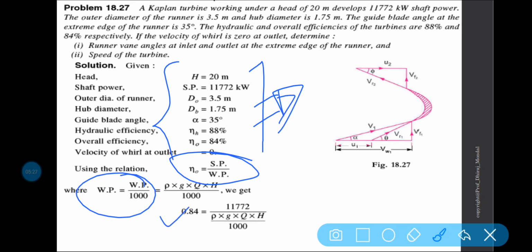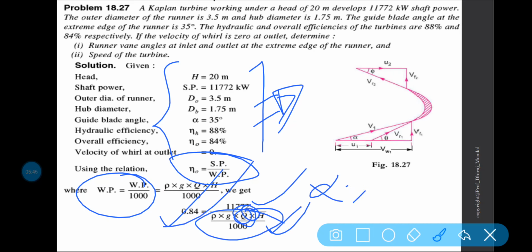Now, the overall efficiency is given as 0.84, shaft power is also given, and water power is equal to rho g q h by 1000. H is given, so can I find out q? Because all the data is known.